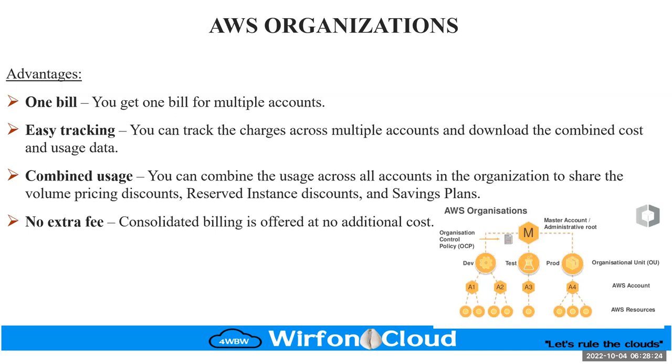So the major take-home message for the AWS Organization is that you have one bill. So you get one bill for multiple accounts. For example, you have the dev, the test, and production, and they have other accounts under them. For all these accounts, there is only one bill that goes to the master account, and the master account pays all the bills for these accounts. So it helps for easy tracking.